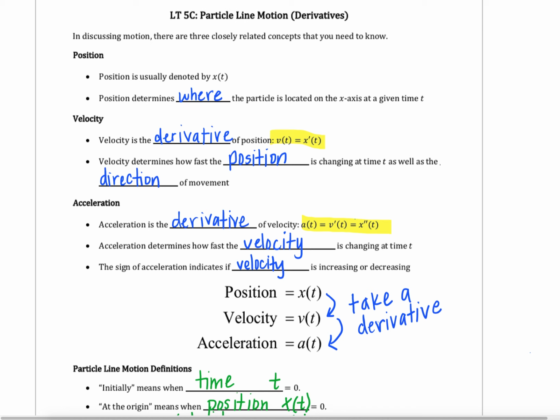So here we have the chain of the three topics, position, velocity, and acceleration, and we can go down this chain by taking a derivative. So the derivative of position is velocity, the derivative of velocity will be acceleration.